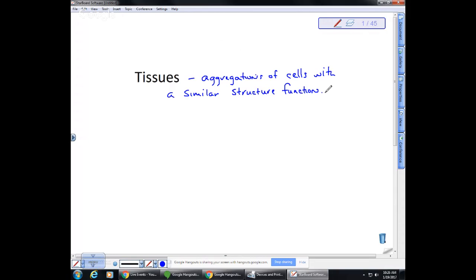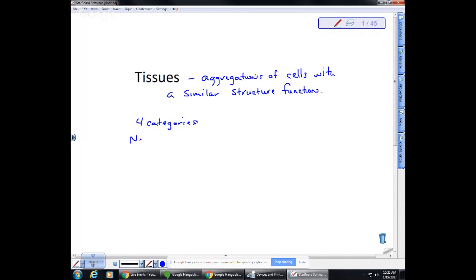And it also tends to need a large surface area, because the larger the surface area, the greater the rate of diffusion across the surface of the tissue. So when we look at tissues, there are 4 categories. And we are only going to focus today on 2 of those specific categories.